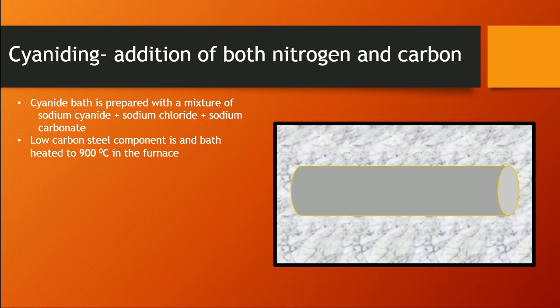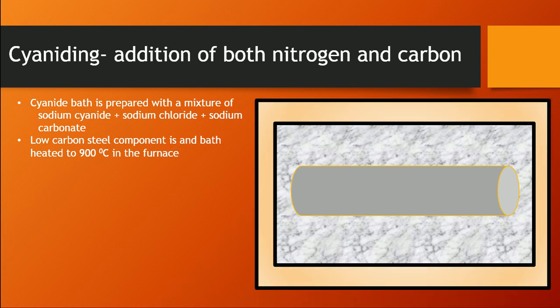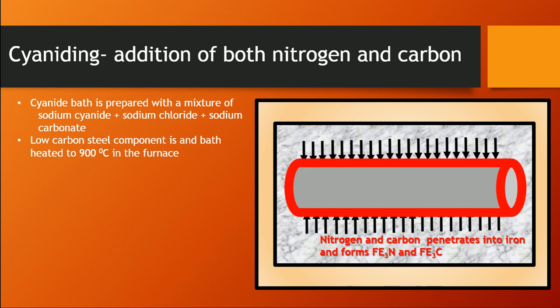Now, as I add the component into the bath of cyanide, I take the bath and the component into the furnace, and I am heating both of them to 900 degrees centigrade. As both the bath and the component are getting heated up to 900 degrees centigrade, the carbon atoms and the nitrogen atoms start penetrating into the component and they form Fe3N and Fe3C. Thus the hardness obtained is going to be very high and very good. The depth of hardness is also going to be very good. So this was all about the case hardening methods.